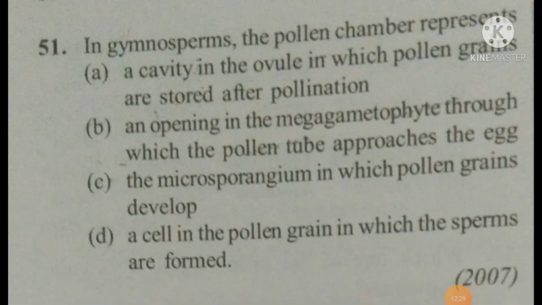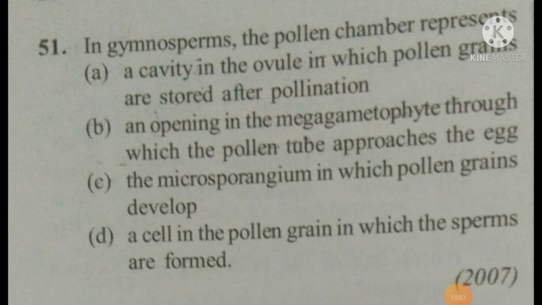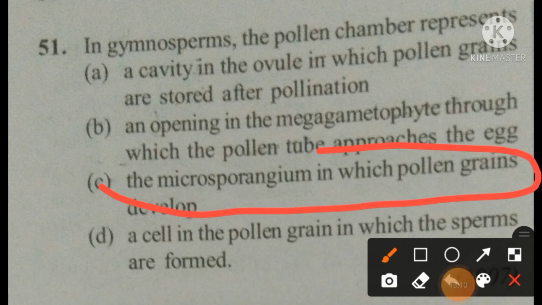In gymnosperms, the pollen chamber represents A. Cavity in the ovule in which pollen grains are stored after pollination. B. An opening in the megagametophyte through which the pollen tube approaches the egg. C. The microsporangium in which pollen grains develop. D. A cell in the pollen grain in which the sperms are formed. So the correct answer for this is option C, the microsporangium in which pollen grains develop.